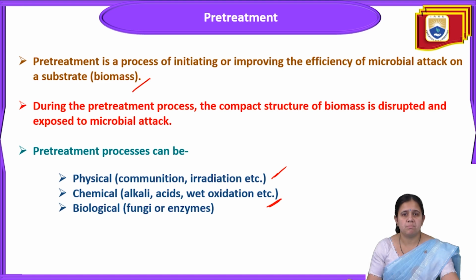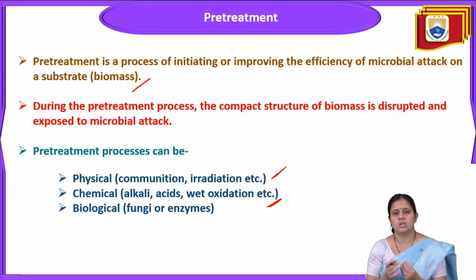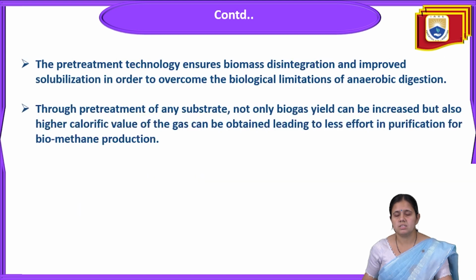So for this pre-treatment process, three methods are used: the physical method, the chemical method, and the biological method. Physical involves the effects of radiation on the substrate, chemical is in the form of alkali, acid, or wet oxidation treatment, and biological involves fungi or enzyme treatment. Next, this treatment technology will ensure biomass degradation.